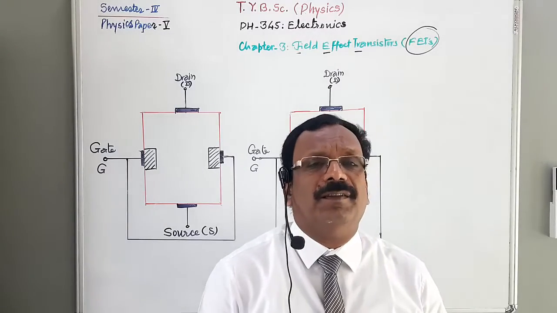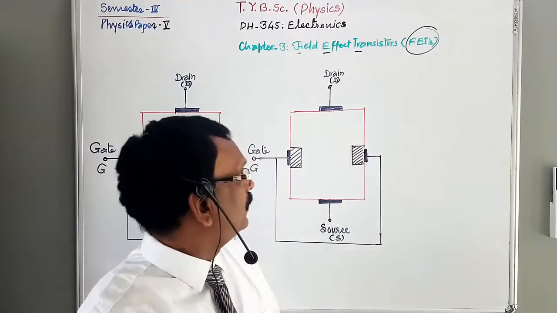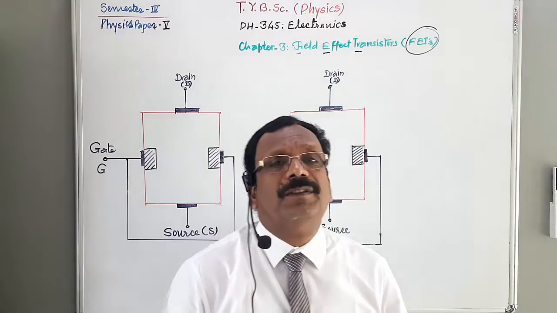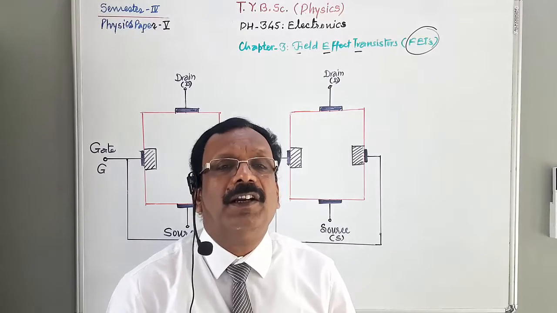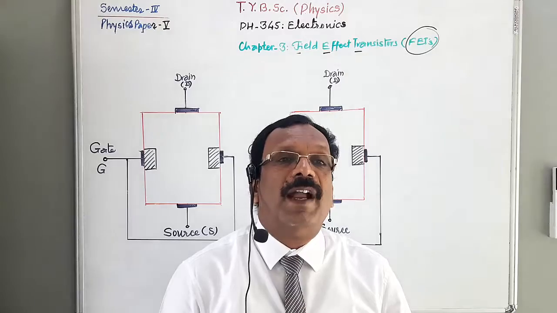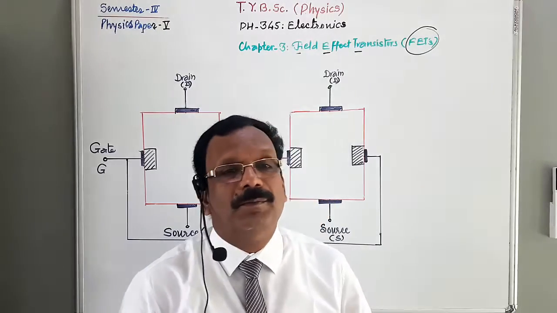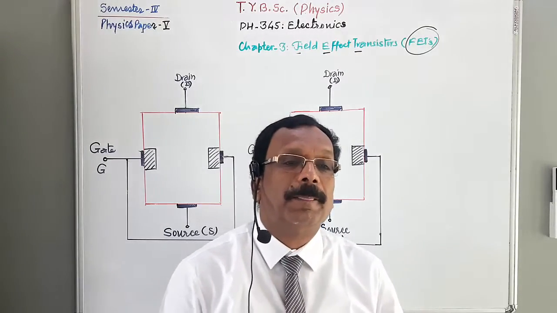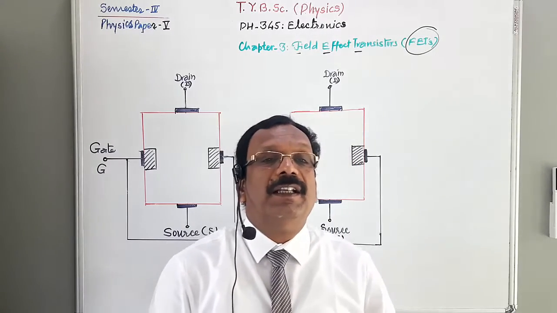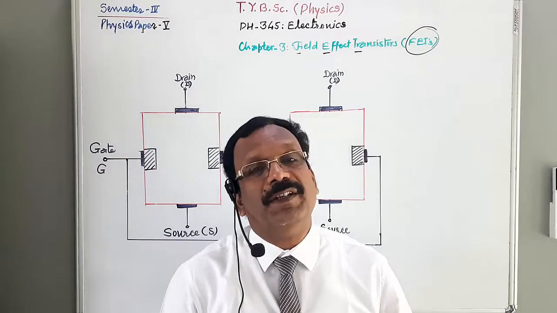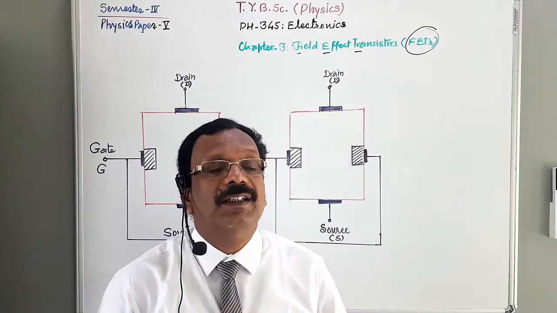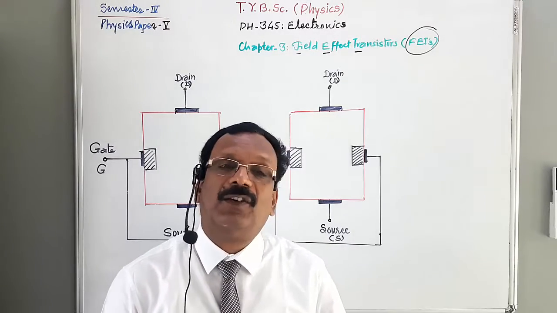Now, before starting the FET, we should take some idea or review of the bipolar junction transistor, that is BJT. The BJT is a current controlled device. It relies on two types of charge carriers, electrons and holes.